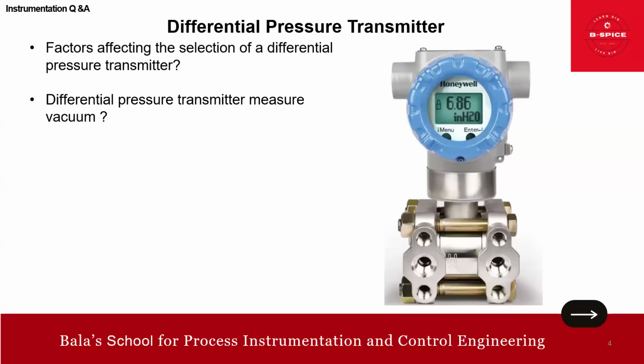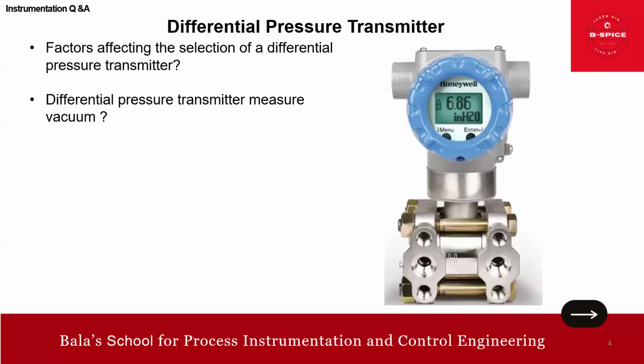Then another question actually, can a differential pressure transmitter measure the vacuum? The answer is yes. A differential pressure transmitter can measure vacuum, which is a pressure lower than atmospheric pressure. What is vacuum? It is a pressure lower than atmospheric pressure. So the transmitter is typically calibrated with the low pressure port, LP side, open to atmosphere, and the vacuum is applied to the high pressure port. So that is the point.